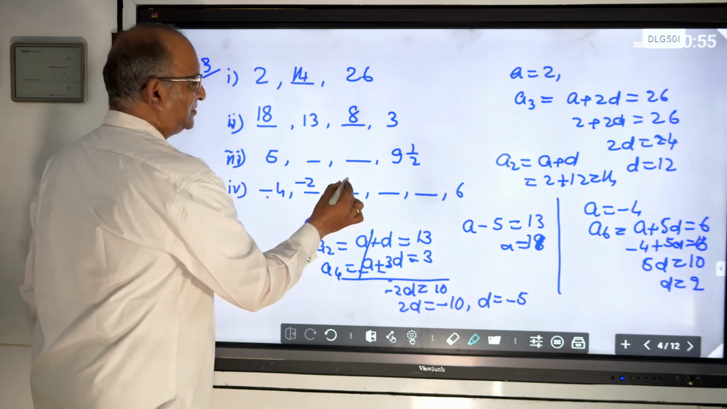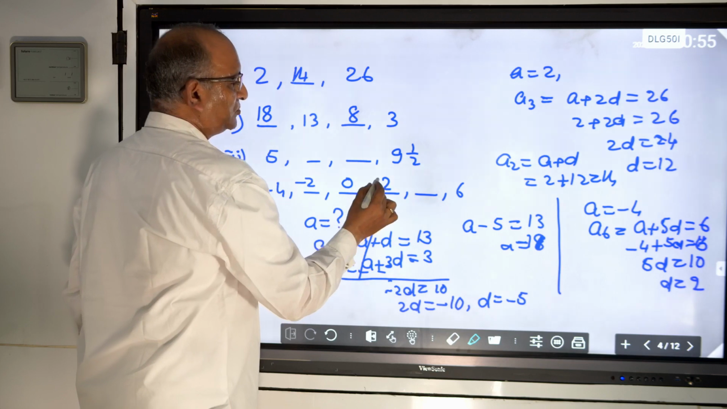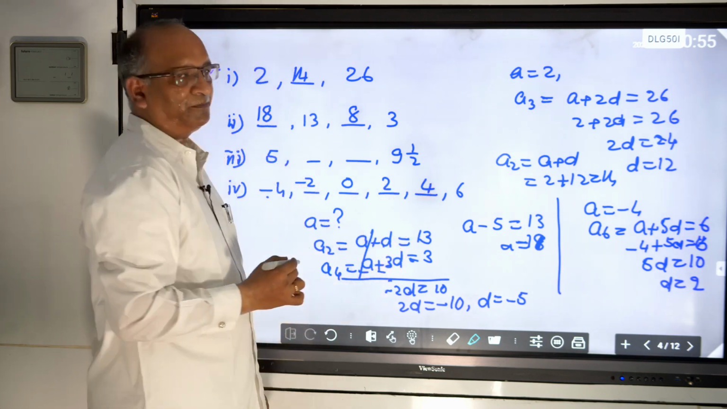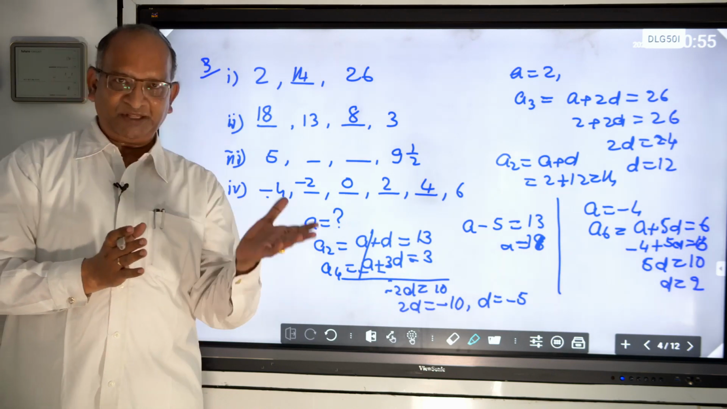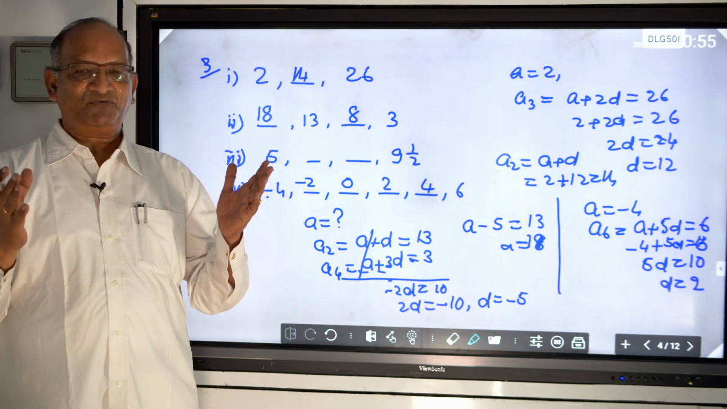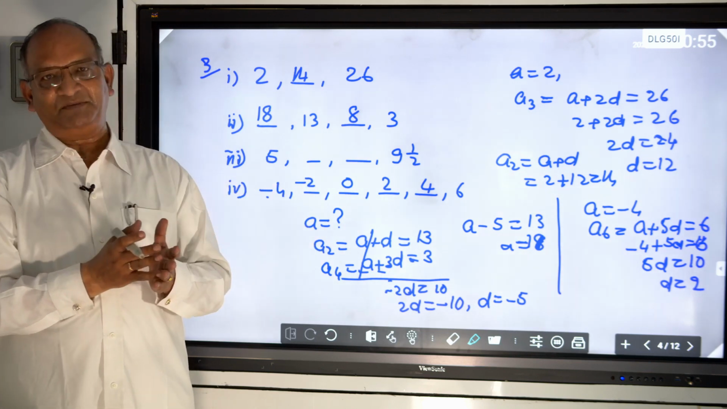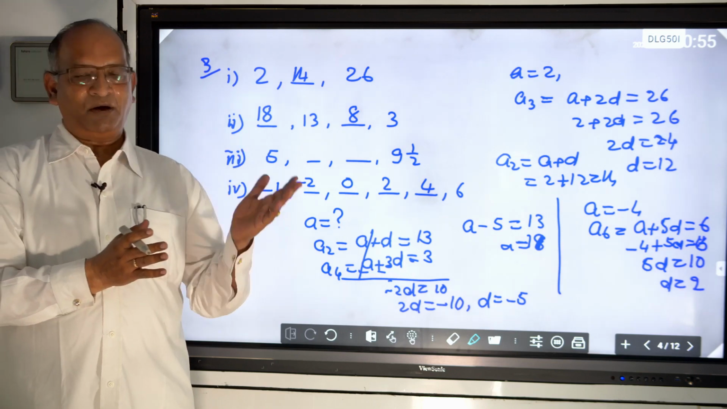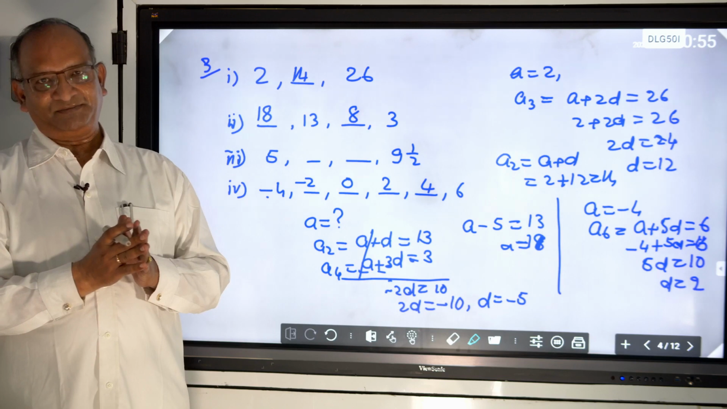-2 plus 2, the answer is 0. 0 plus 2, answer is 2. 2 plus 2, answer is 4. So basically we are trying to say that if you know the first term and if you know the common difference, you will be able to find anything connected to arithmetic progression. You can find number of terms, you can find common difference, you can find any term of the sequence.